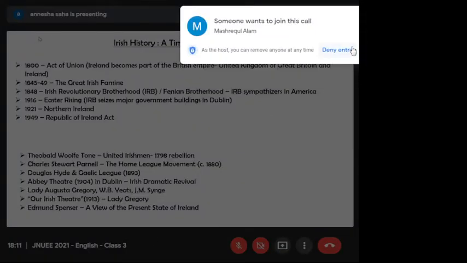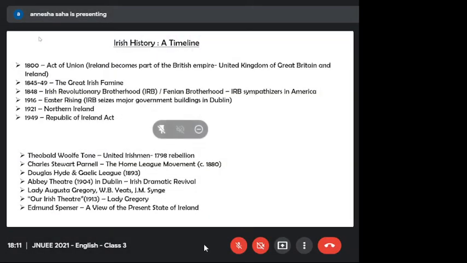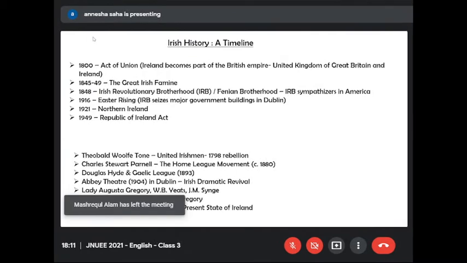So 1800, 1801, this is roughly the time period when the Act of Union comes into being. What it does is combine Ireland with the British Empire. So Ireland becomes a part of the British Empire, and what we have therefore is the United Kingdom of Great Britain and Ireland. This is the first important historical event in terms of modern Irish history.